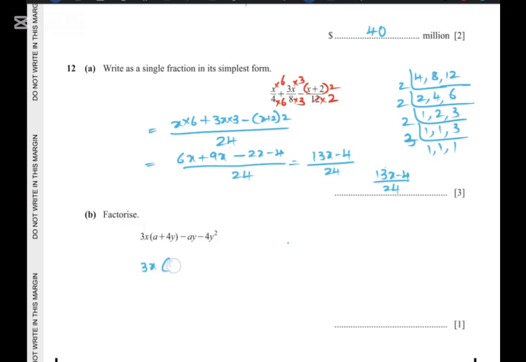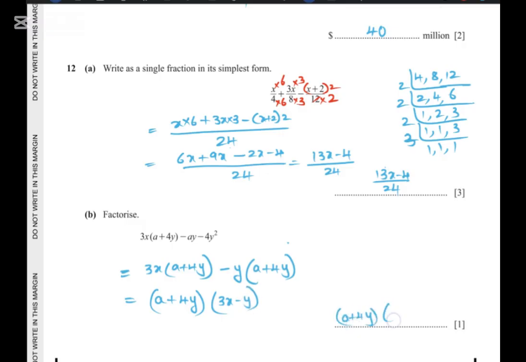So 3x into a plus 4y, then take minus y common in both these terms, I get a plus 4y left in the bracket. So I got this same a plus 4y is common, I will take it out. Then I will be left with 3x minus y. So this is the factorization of the given expression.